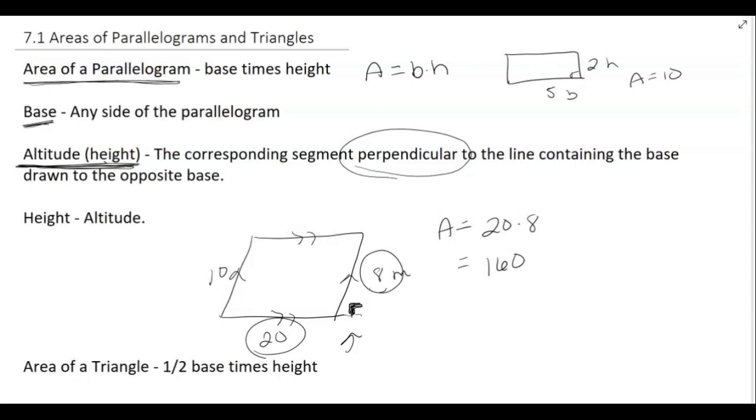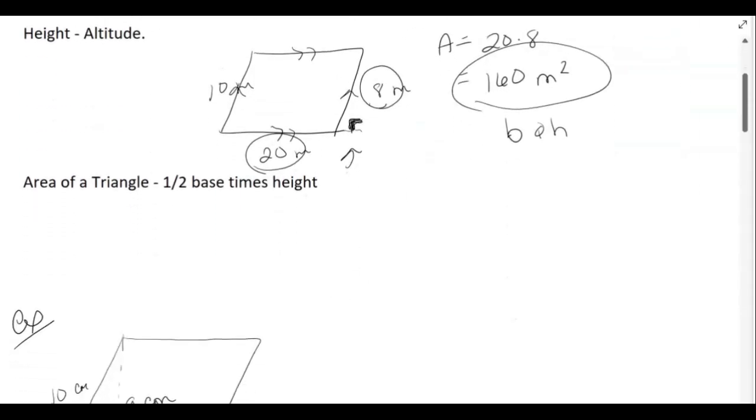Now usually there are units here, and area would always be squared because you have 2 dimensions. You have both the base and the height. So your units are going to be something squared. Okay.